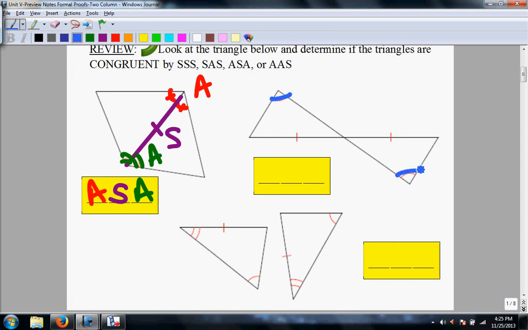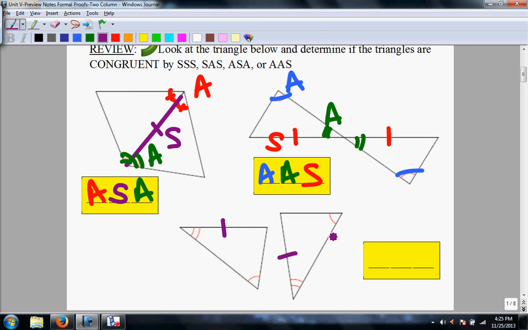In this diagram, we had a pair of angles, and then we had a pair of vertical angles in the middle, and then we had a pair of sides that were given. So this one's angle, angle, side, or side, angle, angle, depending on how you look at it.